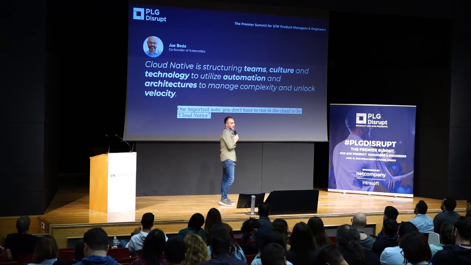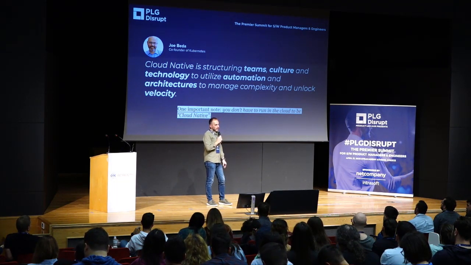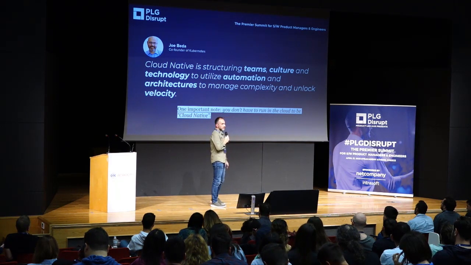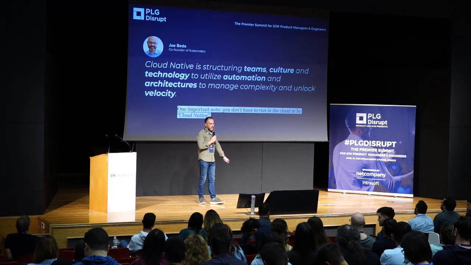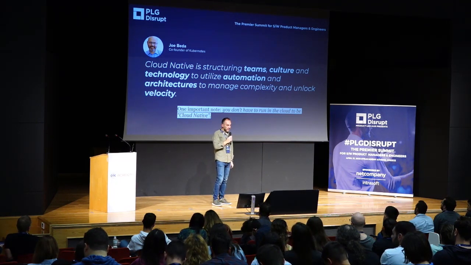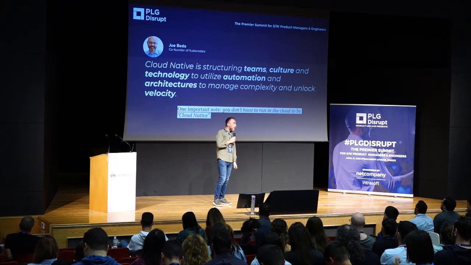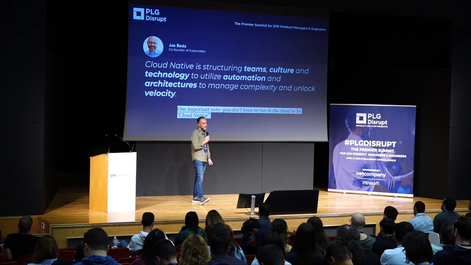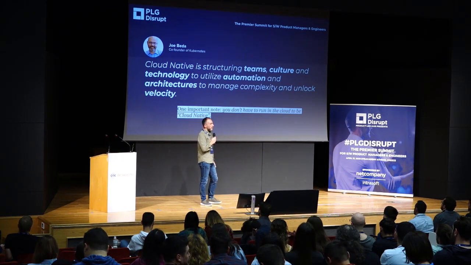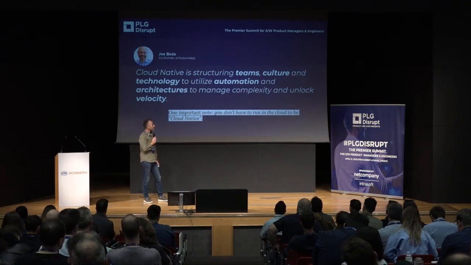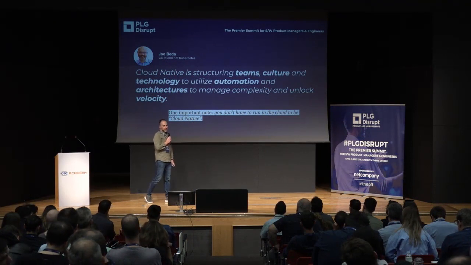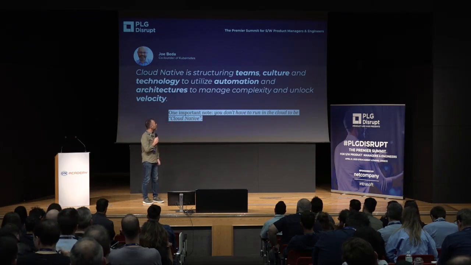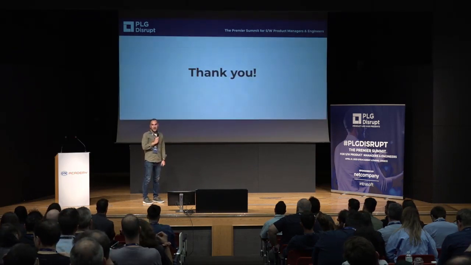So in conclusion, what he's trying to say is that adopting a cloud-native approach involves more than just a basket of technology and software frameworks. It's also about how we structure our teams, and how we foster a culture of innovation that will leverage automation and architectures that will help us manage the complexity and embrace the business velocity. That's all.